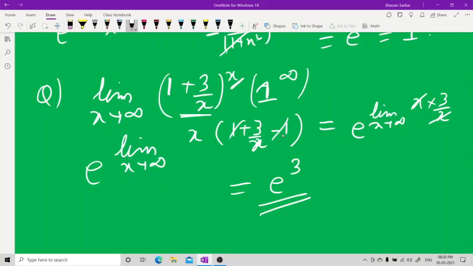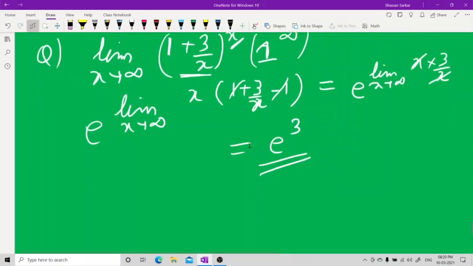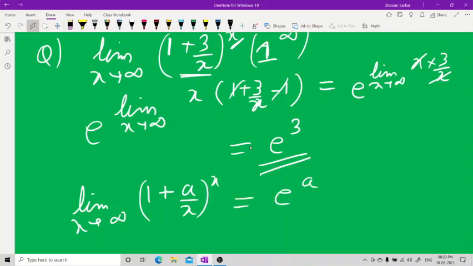And by the way, let me tell you one thing. There is a formula, and keep this in your mind always. Limit x tending to infinity 1 plus a by x to the power of x always gives e to the power of a, where a belongs to the real line. Keep this in mind. Whatever a is, positive, negative, anything.